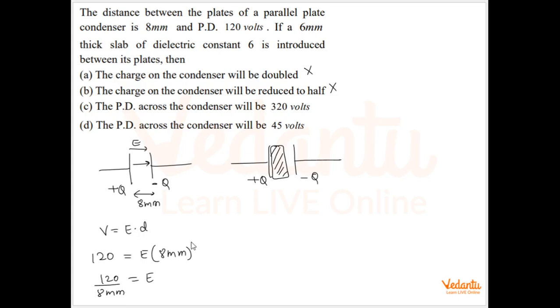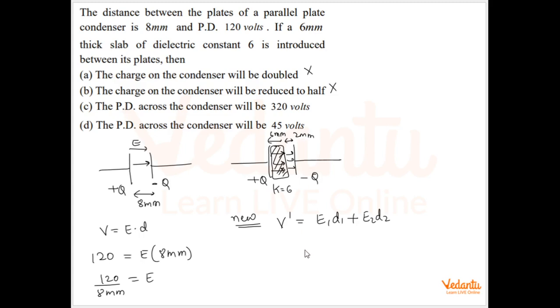Now finally beta, what is happening is that I am adding a dielectric slab of constant 6 and thickness 6 mm, and the remaining space beta will have a thickness of 2 mm. Now here the new potential difference, my dear bachcha log, can be written as V dash is equal to E1 d1 plus E2 d2, where E1 is the electric field inside the slab and E2 is the electric field in the remaining region.